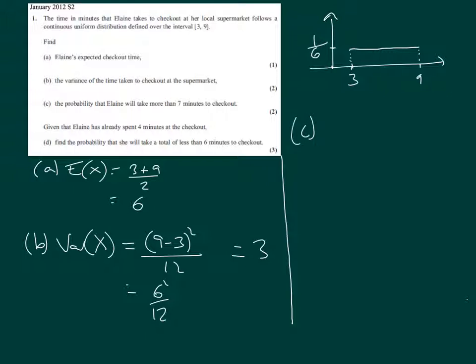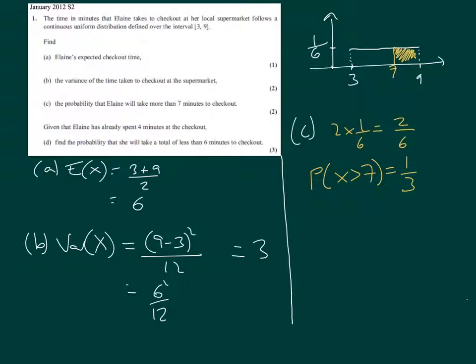So for part C, we're asked to find the probability that Elaine will take more than 7 minutes to check out. So we're finding the area of more than 7 minutes. So that's this section here. And so the height of this rectangle that we've got is a sixth. The length is 2, so that's 2 times a sixth, which is 2/6. And so the probability that x is greater than 7 is a third.